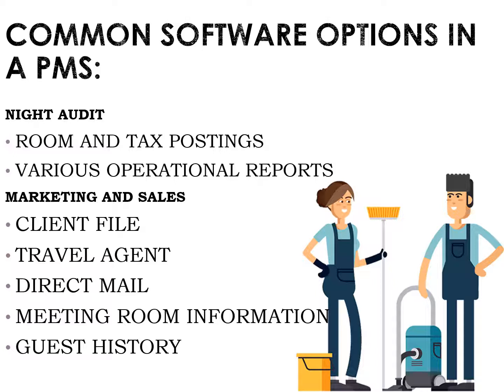Next one is night audit, room and tax posting, various operation reports done by night audit. Actually, night audit in the sense when the shift is changing, all the things have to be rechecked. So that is actually called night audit. Next one is marketing and sales: client file, travel agents, direct mail, meeting rooms, guest history. Guest history focuses on the system that can maintain the guests' prior usage, and we can send different types of emails and SMS. Those things can be communicated to the guests. So those come under marketing and sales.